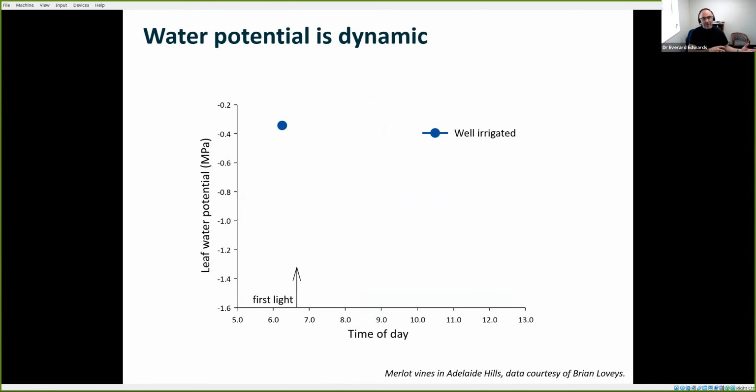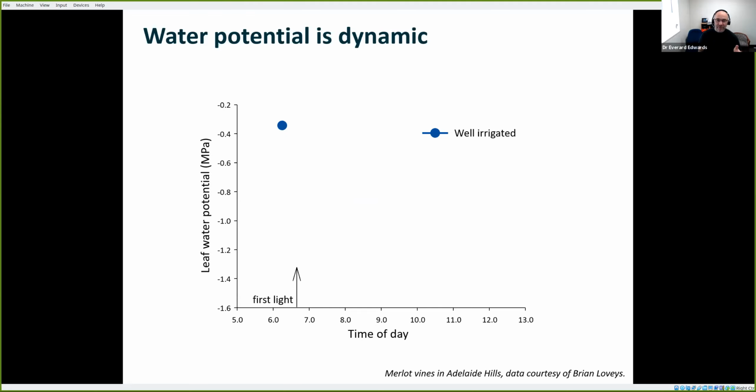So if you remember back, I mentioned the stomatal conductance and how the plants can change the stomatal opening depending on the situation. And so the end result of that is that whenever we look at water potential, it's actually a dynamic process. So if we look at leaf water potential of a well-irrigated vine, in this case, we've got around about -0.3 megapascals, and this is pre-dawn, so this is before the sun's come up, and it's in equilibrium with the soil. It's not the same as the soil, but it's in equilibrium with the soil.